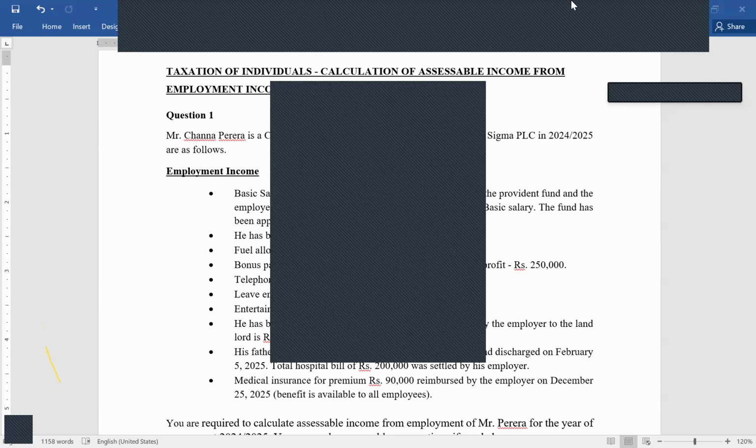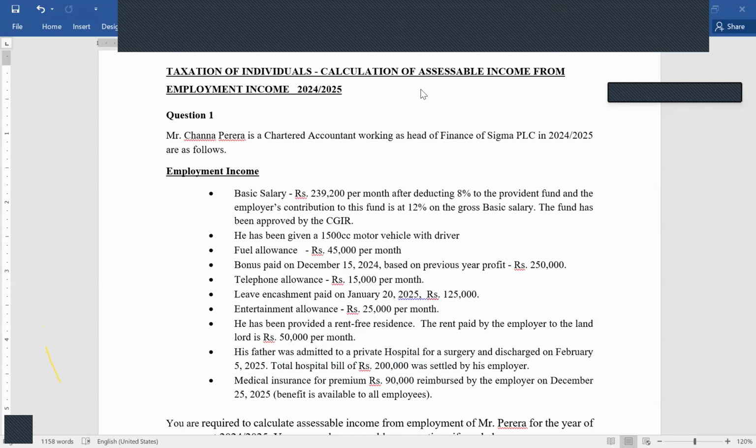Yes, it is liable. Actually, when the accountant is making payment for that leave encashment, at that time he should deduct tax by using table 2.